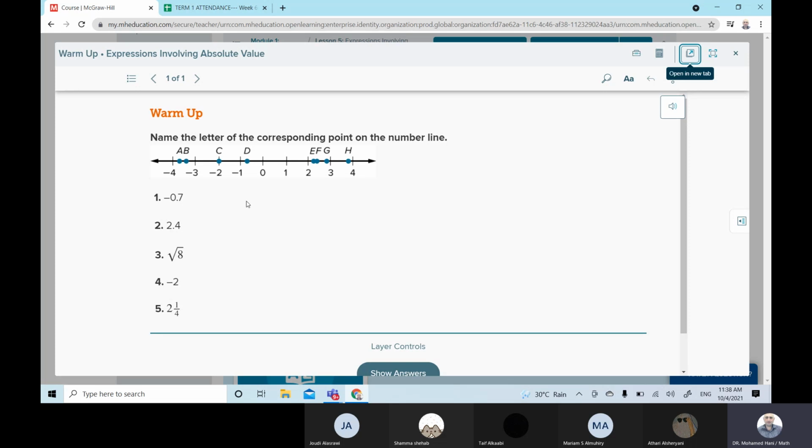As you see here, we have a number line, we have numbers, and here we have letters. And here we have 5 numbers, and we want to represent each number. What is the name of the letter that represents this number? You have 2 minutes. Try to find the name of the letter that represents each number. Try, please.